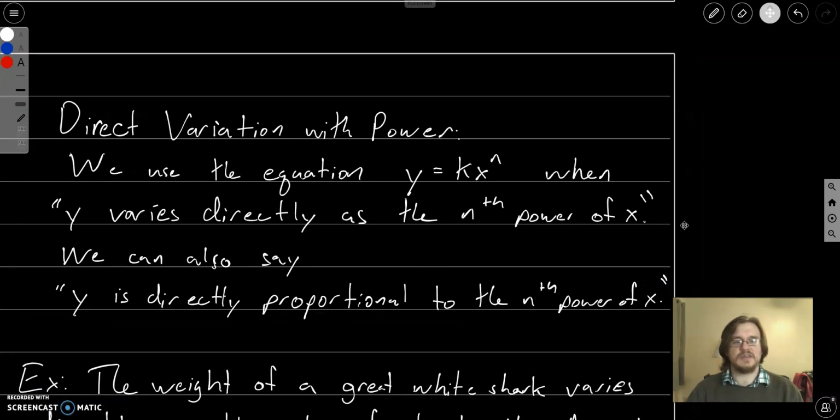The next thing is to look at what happens if it doesn't quite vary directly in the way that we mentioned before. So there is another equation here, and when we look at this equation, we see that y is going to vary directly with x to the n. So as x to the n gets bigger, y gets bigger. As x to the n gets smaller, y gets smaller. And we will use this equation when y varies directly as the nth power of x.